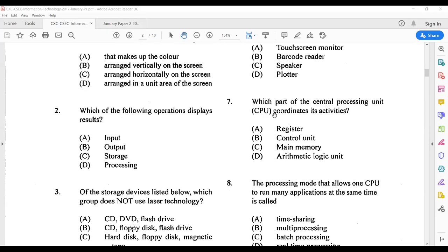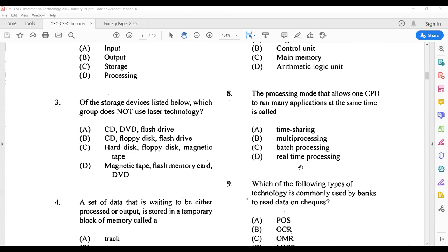Okay. Number seven. Which part of the central processing unit, the CPU, coordinates its activity? B, so the control unit. Yes, B, the control unit. The register, not sure that would be applicable. Control unit, yes, that is the part that coordinates activities. Main memory, that's for storing. Arithmetic logic unit, that's for performing calculations. Okay, number eight. The processing mode that allows one CPU to run many applications at the same time.